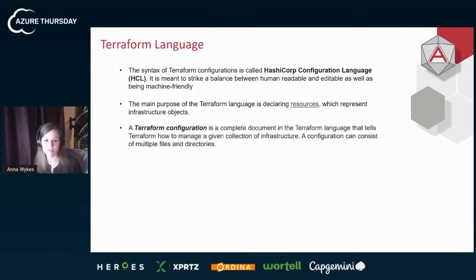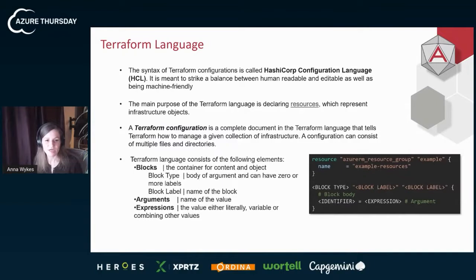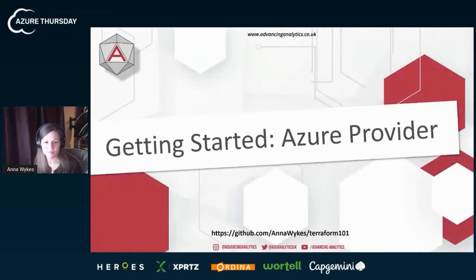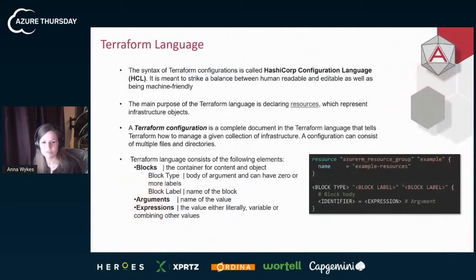A Terraform configuration is a complete document in the Terraform language that tells Terraform how to manage a given collection of infrastructure. A configuration can consist of multiple files and directories, essentially. And finally, the Terraform language consists of the following elements: blocks, arguments, and expressions. And there's our first example of some actual Terraform where we're defining a resource, and there below you can see how it's described as a block, identifier, expression.